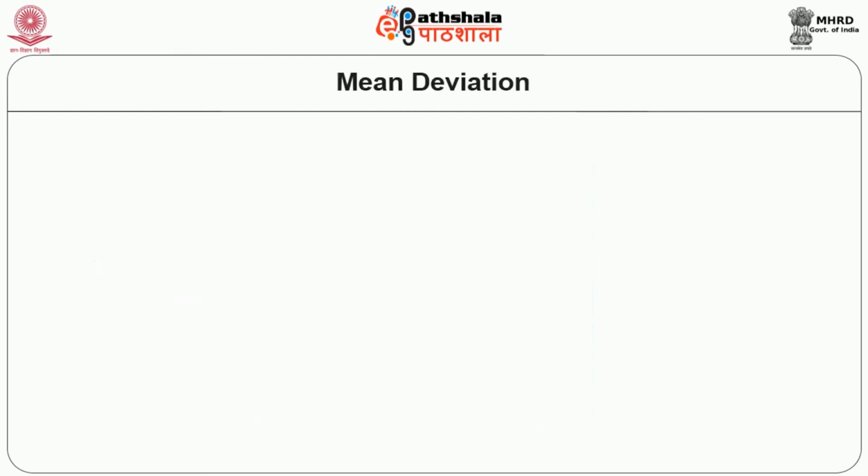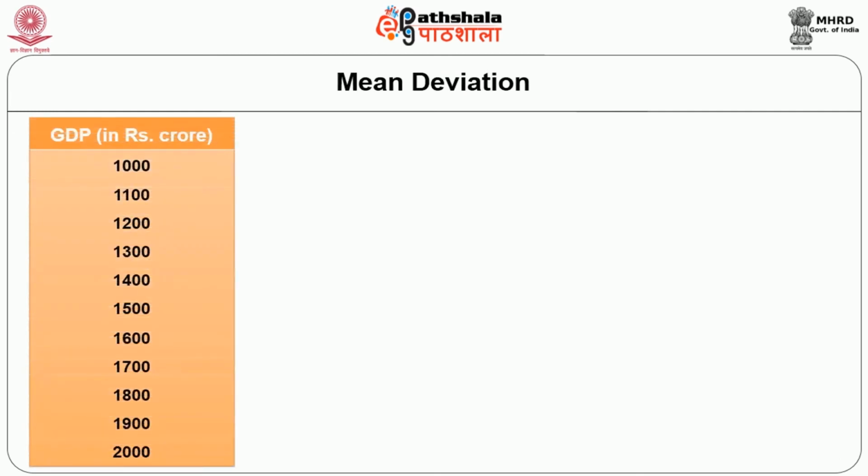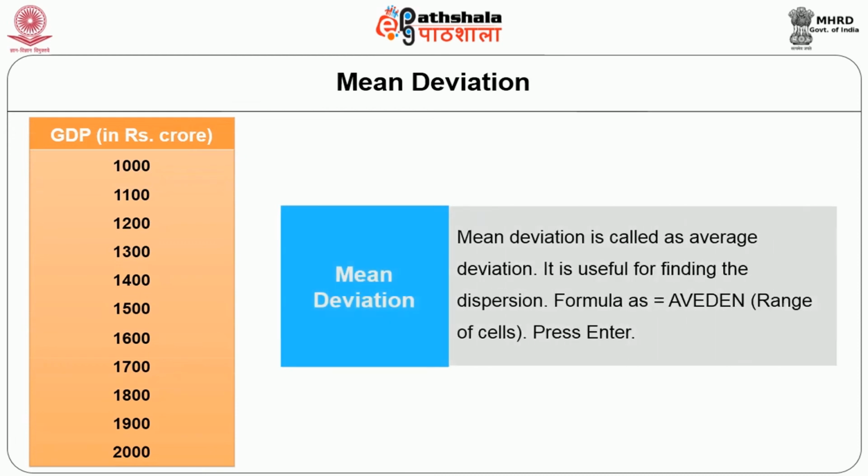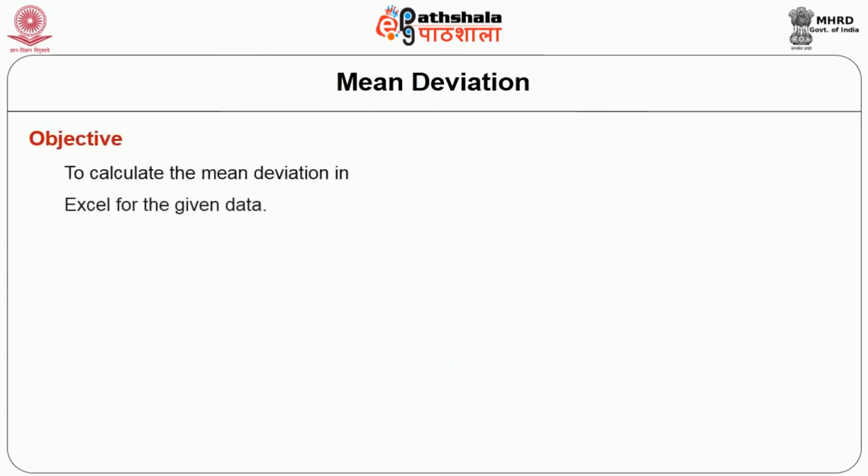Then mean deviation. Calculate mean deviation for the following data in Excel. Meaning, mean deviation is called as average deviation. It is useful for finding the dispersion. Formula is equal to AVEDEV, range of cells, press enter. Objective: to calculate the mean deviation in Excel for the given data.